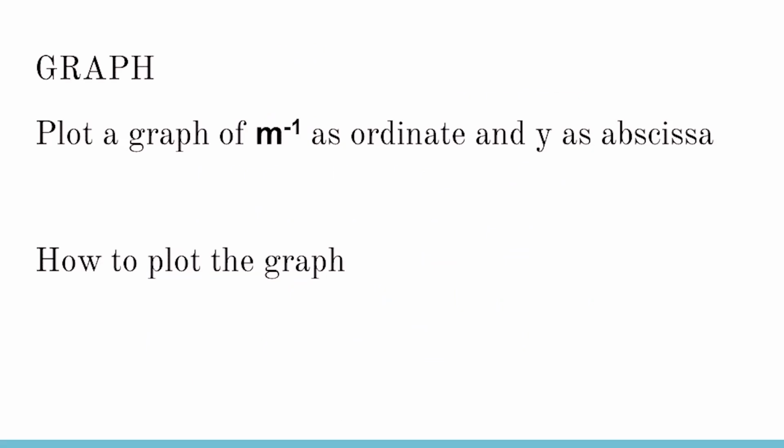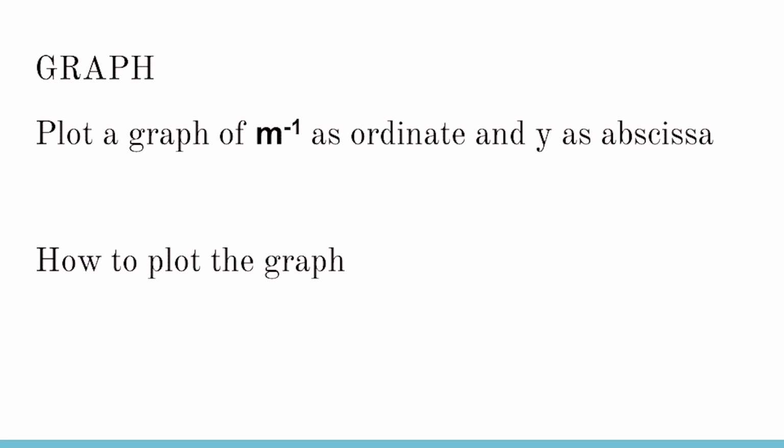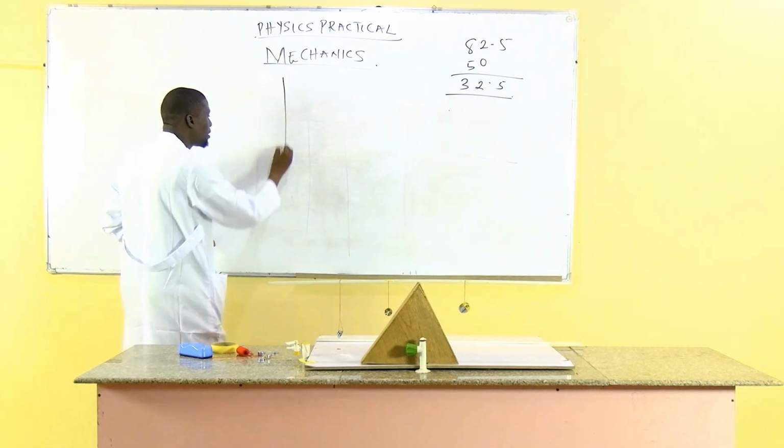I'm going to rub off this and let's move to the graph. Now, taking my axis, M inverse is to be plotted on the ordinate. Ordinate there means the vertical axis, while the Y is supposed to be plotted on the abscissa. The abscissa is referring to the X axis. So let me start with this.